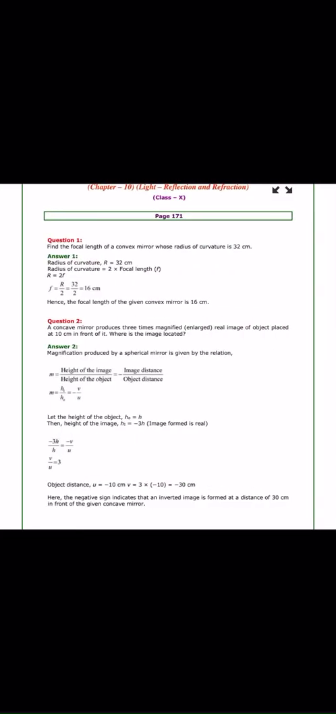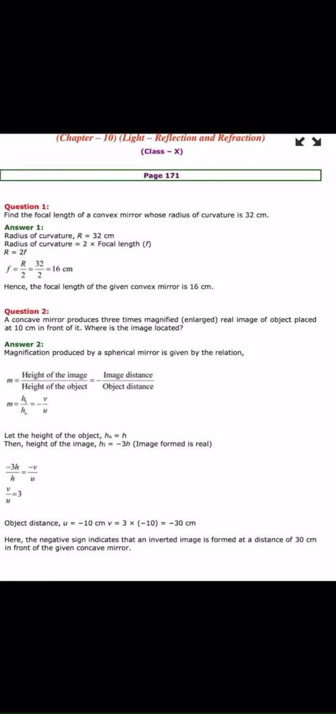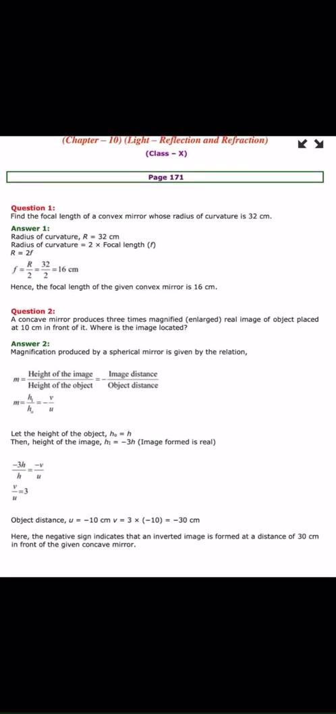Now let's move to the next page questions, that is page number 171. Question number one is: find the focal length of the convex mirror whose radius of curvature is 32 cm. Same question we have done just on the last page, so you will do it yourself. Next question: a concave mirror produces a 3 times magnified, real image of an object placed at 10 cm in front of it. Where is the image located?